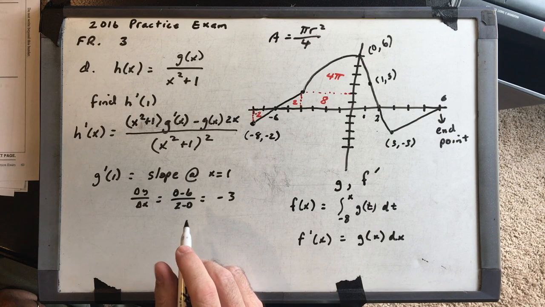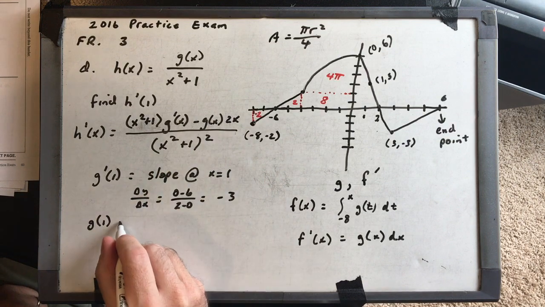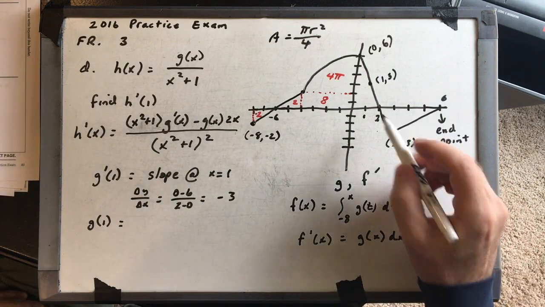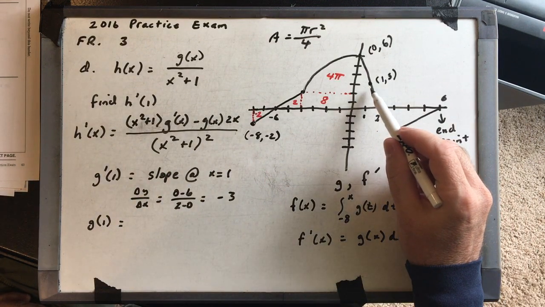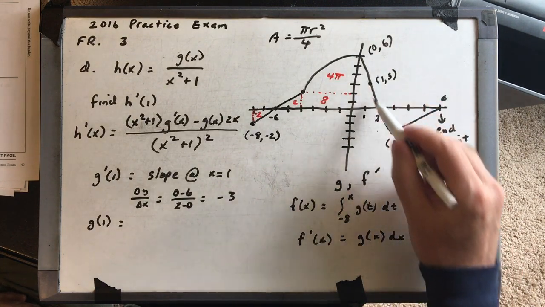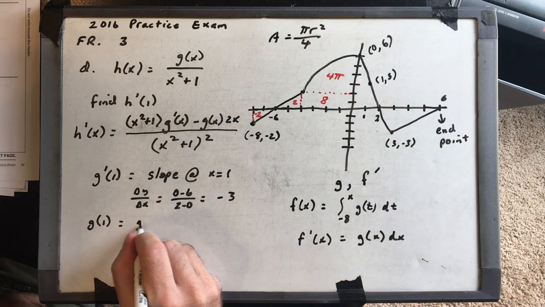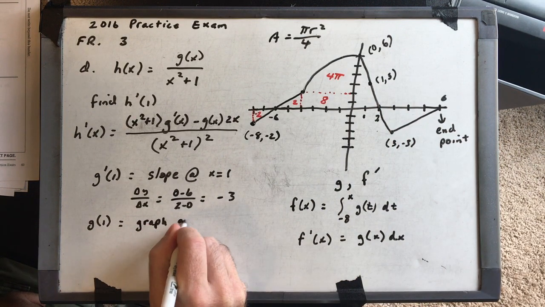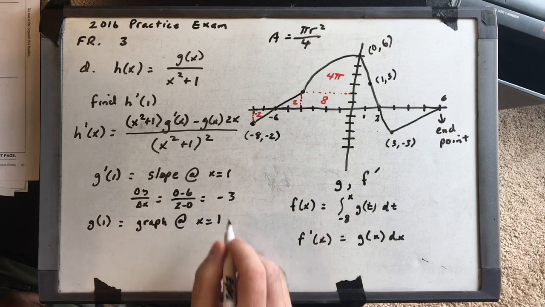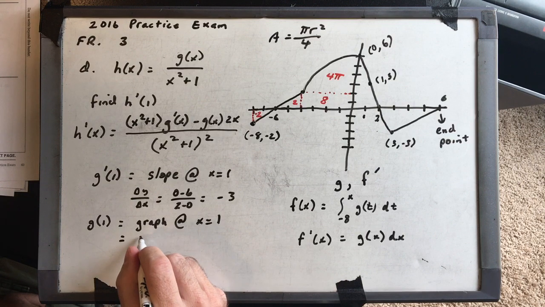And then how about g of 1? Because we need that for g of x. G of 1, all right? Well, when x is 1, y is 3. Remember, we don't have to figure out the slope. This is a graph of g, so just read from the graph at x equals 1. So g of 1 is going to be equal to 3.